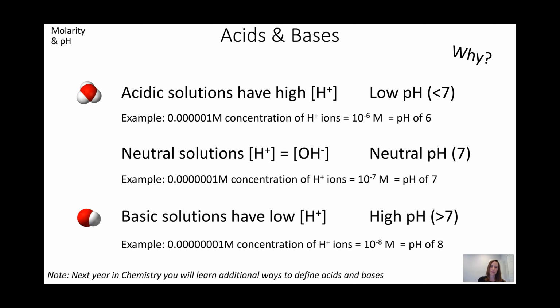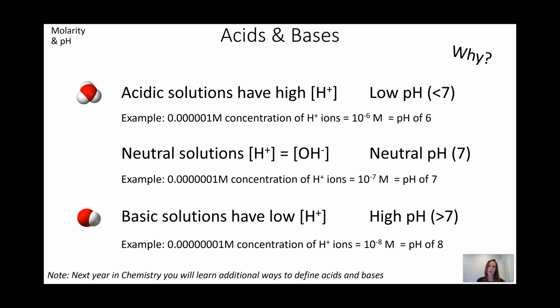Now let's look at our basic solution. Basic solutions have fewer hydrogen ions. So if we have 10 times fewer compared to the neutral solution, instead of 10 to the negative 7, that would be 10 to the negative 8. So that's 0.00000001 moles of H plus ions for every liter. That's equivalent to 10 to the negative 8, which means it has a pH of 8.